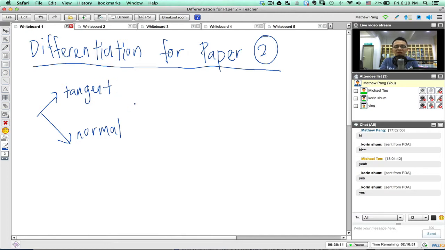Most of the time, the question will ask you to find the equation of tangent or find the equation of normal. So whenever you see the equation, you must link to the equation formula. And when you see the tangent, you have to understand what is the meaning of tangent and what is the meaning of normal. So over here, I simplify the meaning. I will call tangent something like the same gradient with the curve.